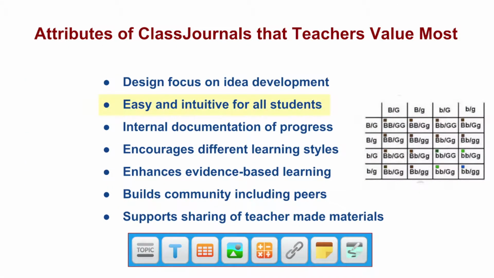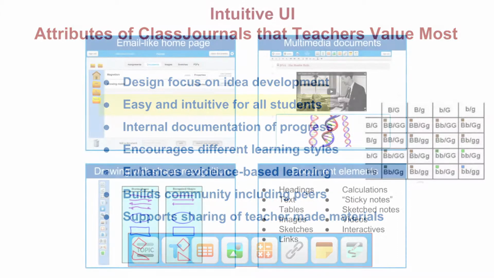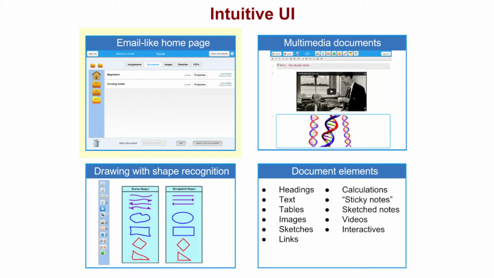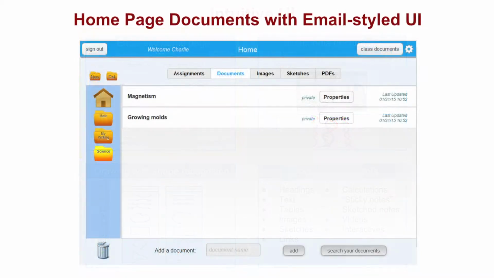ClassJournals' focus on reflection and discovery is enhanced by our easy-to-use and intuitive interface. Let's look at the three primary student user interfaces. In the upper left corner is the home page, which every user, student and teacher, will see when they log into ClassJournals. The home page is immediately familiar looking to most users. The user interface is modeled after web-based email applications.